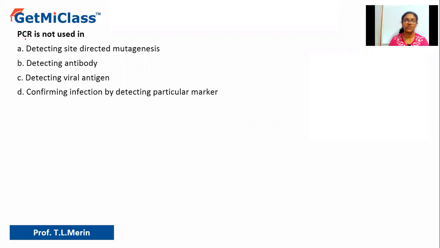So let's solve this question which says PCR is not used in: option A, detecting site-directed mutagenesis; option B, detecting antibody; option C, detecting viral antigen; option D, confirming infection by detecting particular marker. Now let us see what PCR is first. We have to look for the one where PCR is not used.